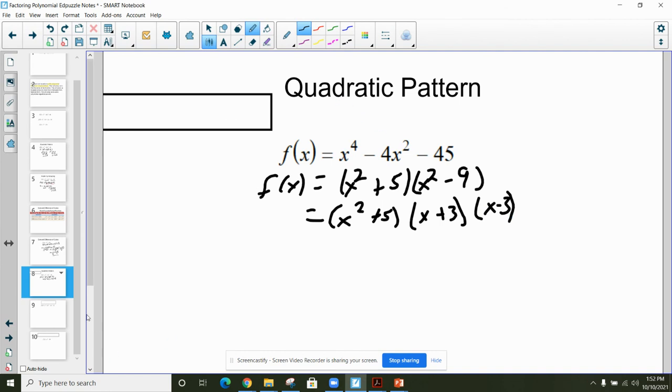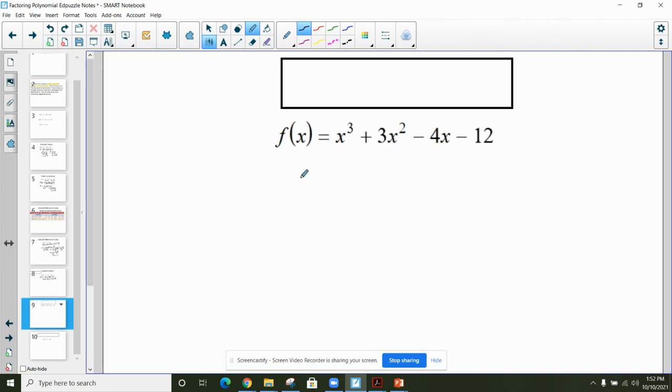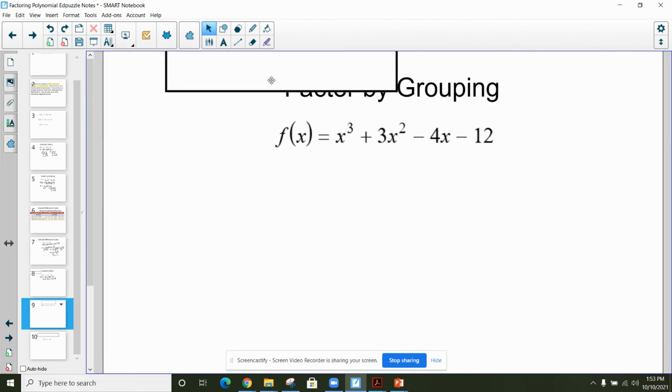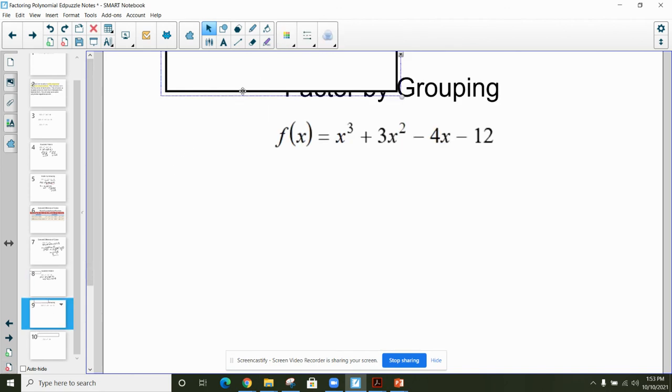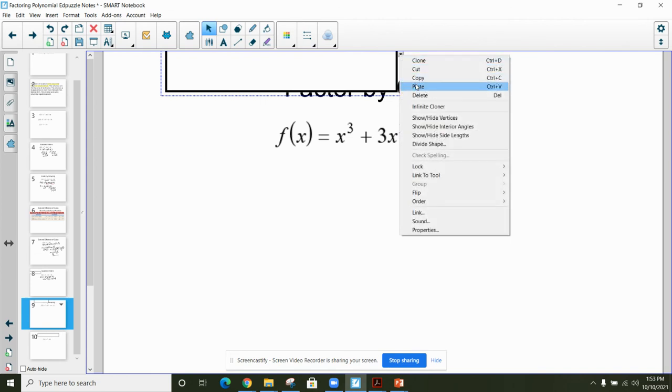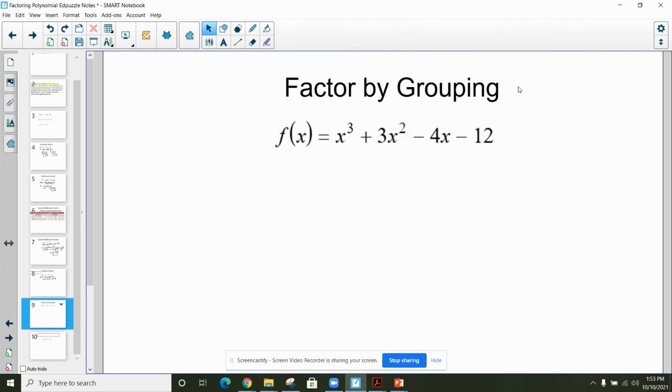All right, next question for you. I've got x cubed plus 3x squared minus 4x minus 12. So which of the 3 strategies are we going to use here? Quadratic pattern, factor by grouping, or sum and difference of cubes? So we have 4 terms. It's an even amount. So we will be using factor by grouping. Okay. And we're using factor by grouping here.